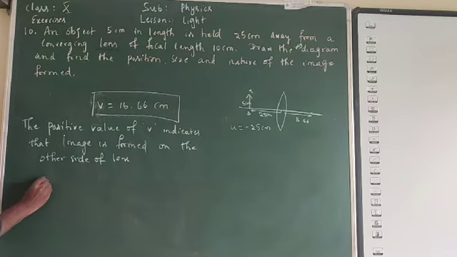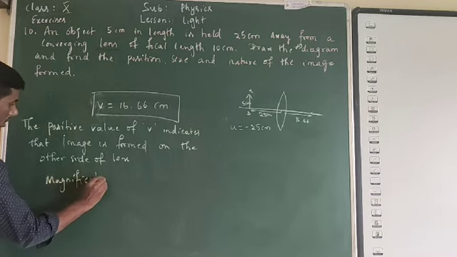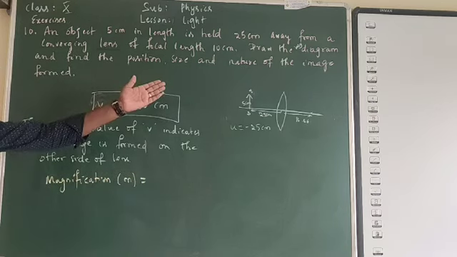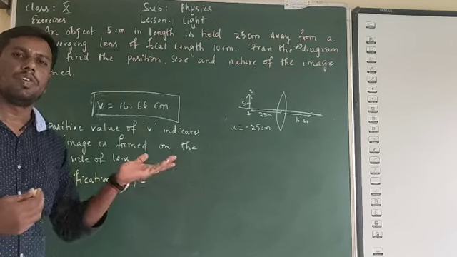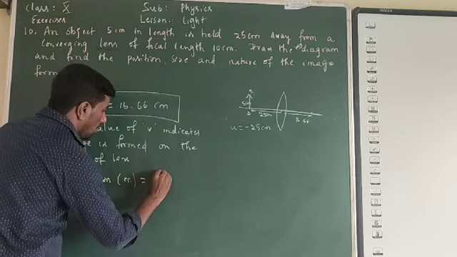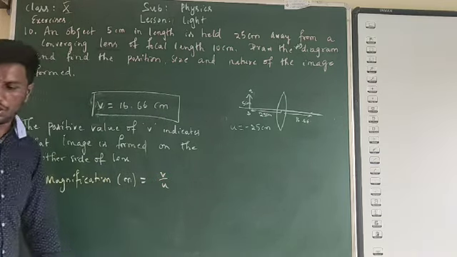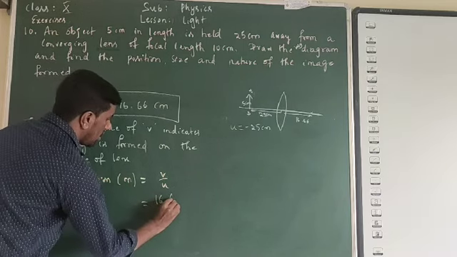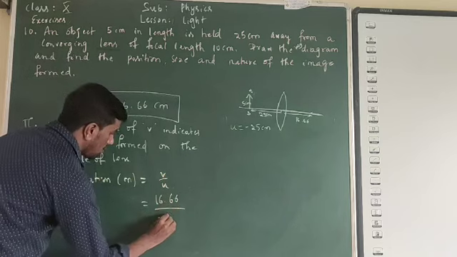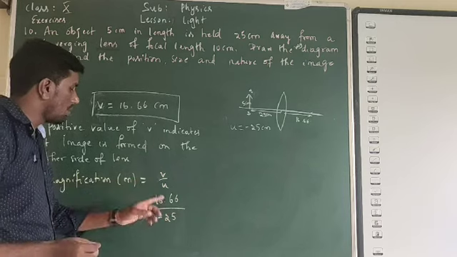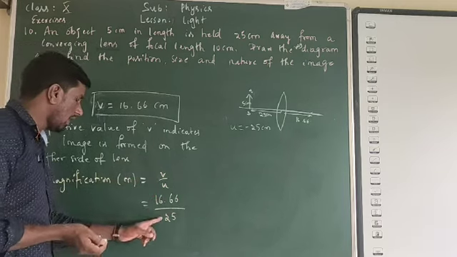So magnification m is equal to, so what is given? Here object distance and image distance are given. We will use that only. For the lens formula we don't have a negative sign. That is directly V by U. We will substitute the values. V is 16.66 and U is minus 25. Again you will be getting a negative value.